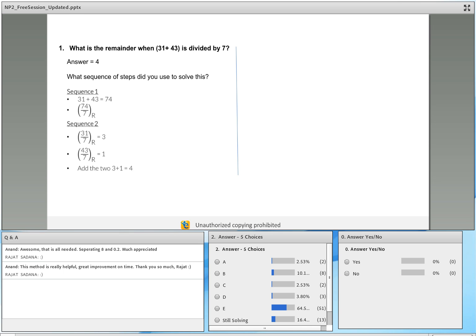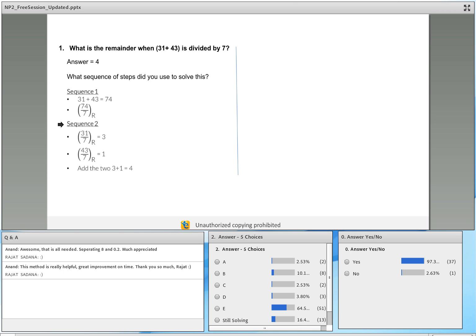I'm going to pause for a couple of seconds. So is sequence 2 over here, which is this piece, clear? Select yes if sequence 2 is clear. Now, why is sequence 2 more interesting?